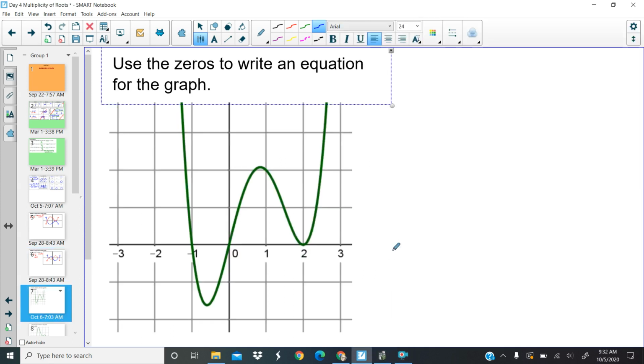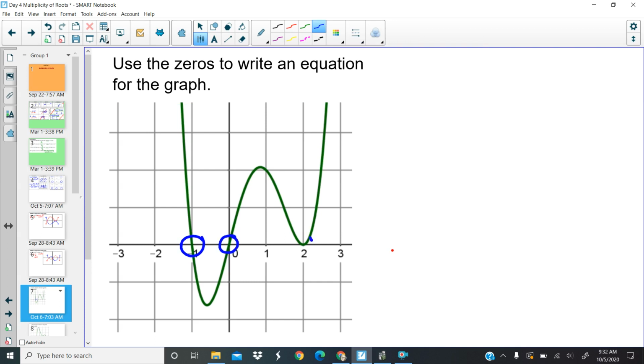Okay, so one more thing that you might be asked to do is to use the zeros to write an equation for the graph. So if you're going to be using the zeros, then the first thing that I would recommend doing is finding all of the zeros. So we're going to look everywhere that we cross through the x-axis or that we bounce. And so that's going to happen at x equals -1, at x equals 0, and at x equals +2.